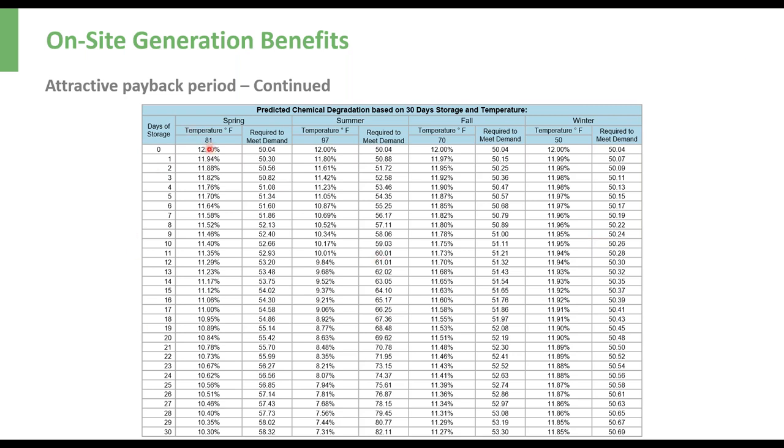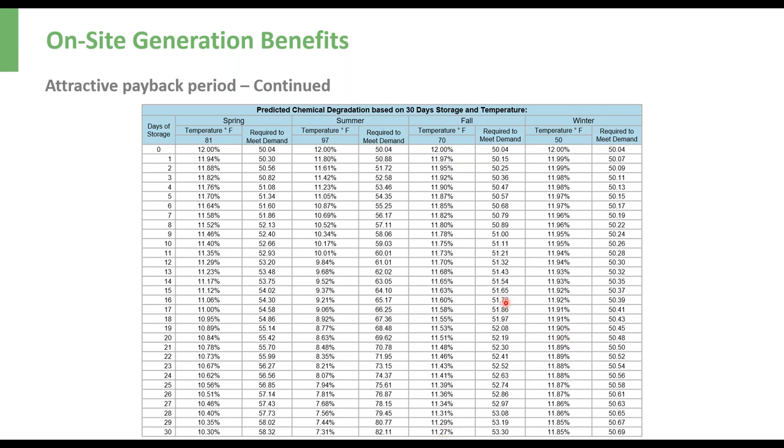And in the springtime, you would start at 12%, which would equal 5.04 gallons an hour, gallons a day. But at day 30, you would be at 10.3% if you stored it at 81 degrees. And this is what I'm doing, taking into consideration the predicted degradation rate based on temperature, time, and the half-life of chlorine. So if you store that 12% at 97 degrees, within 30 days it's going to drop to 7.31. Fall, if you notice, 70 degrees, you barely have any drop.